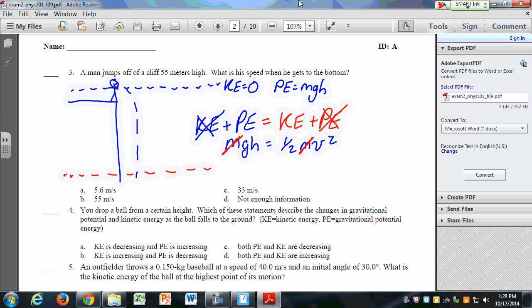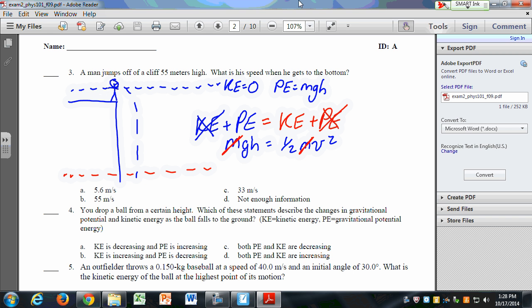So when you do KE plus PE equals KE plus PE, the one on the left is your start. That's my initial energy, and the one in red is my final energy. So you set the initial and final equal. I was doing it color coded.